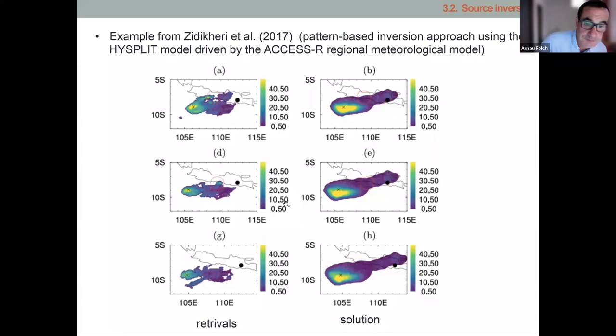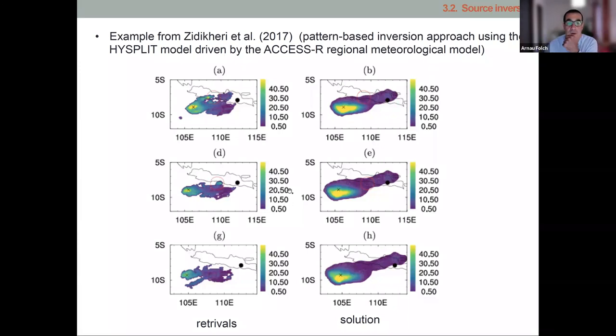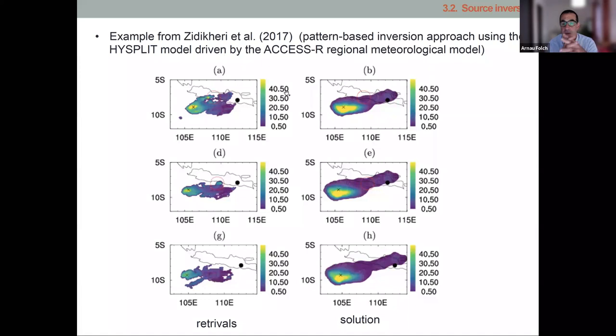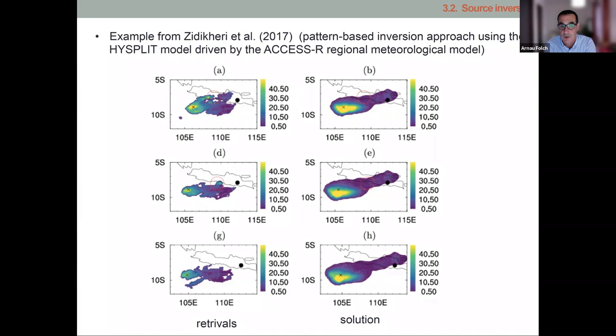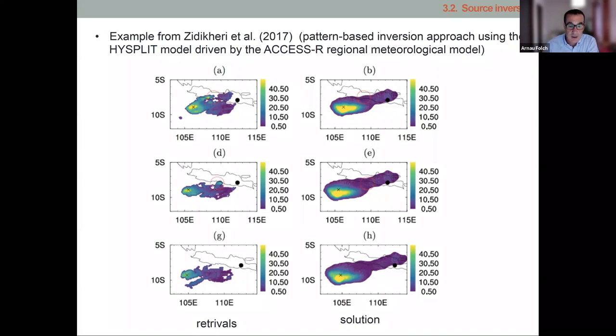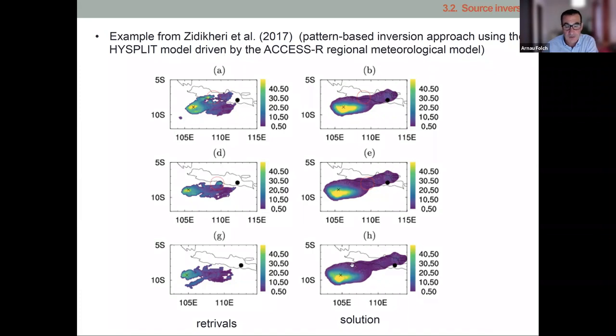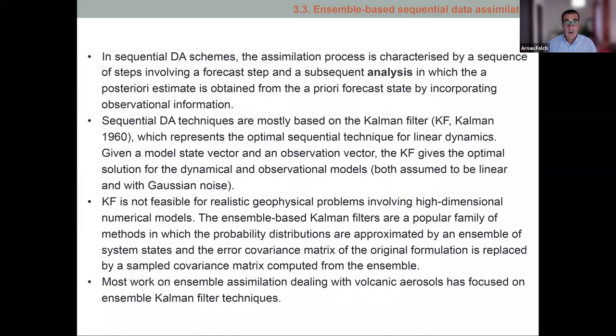So for example, these are some results that these authors obtained after applying this pattern-inversion strategy for the source term, using the HYSPLIT model driven by the ACCESS regional meteorological model, the Australian model. And on the left, you see retrievals at different time instants, and here you can see this optimal combination of ensemble members that give the better fit to the observations.